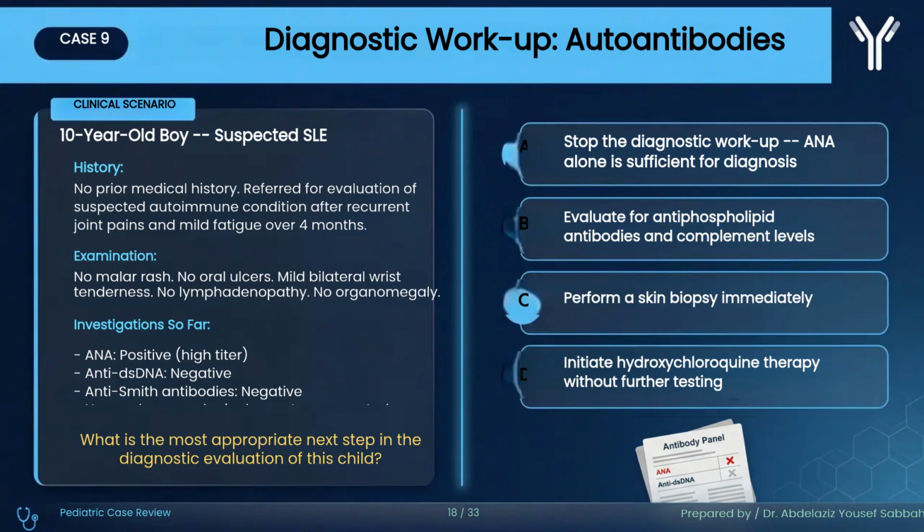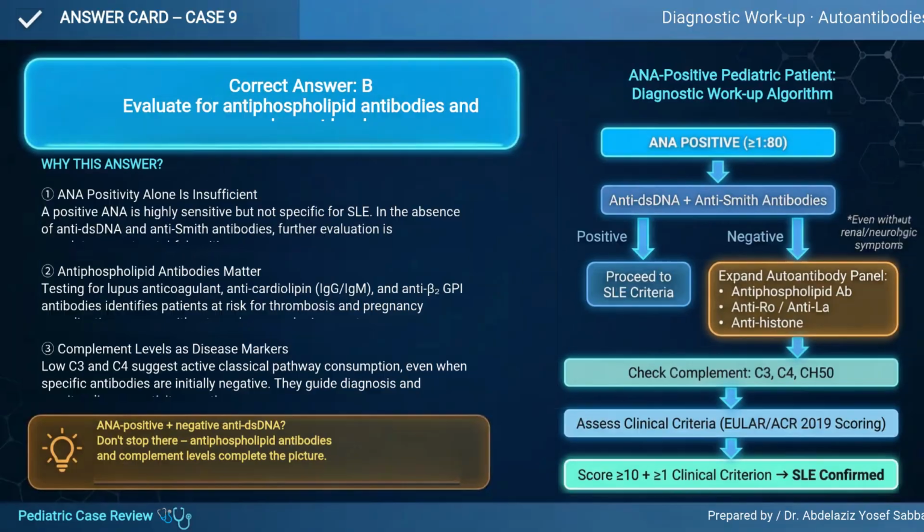Option B, evaluate for antiphospholipid antibodies and complement levels. Option C, perform a skin biopsy immediately. Option D, initiate hydroxychloroquine therapy without further testing. The correct answer is option B, evaluate for antiphospholipid antibodies and complement levels.